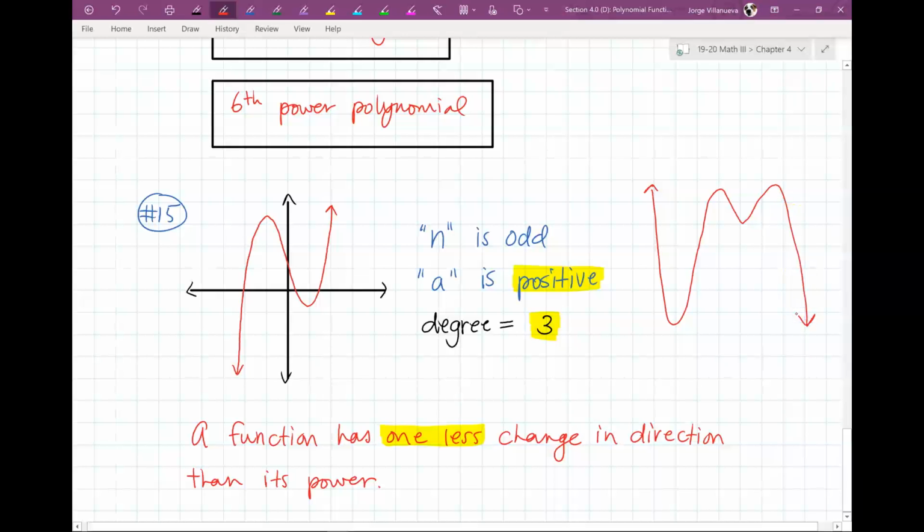All right, so check this out. Down, then up. That's 1 change, right? Then down, 2. Then up, 3. Then down, 4. So if it changed direction 4 times, what's the power? 5. You add 1 more. Okay? So number 16, write that down right now. The degree is 5. What's the degree for number 17?